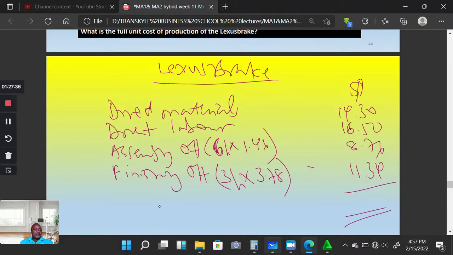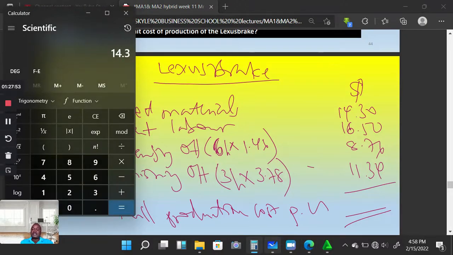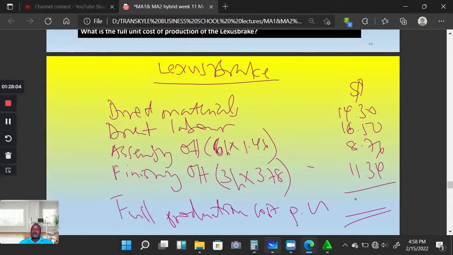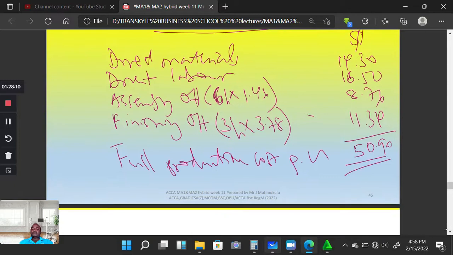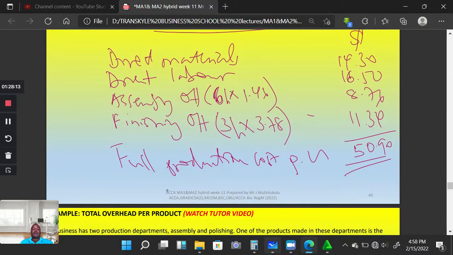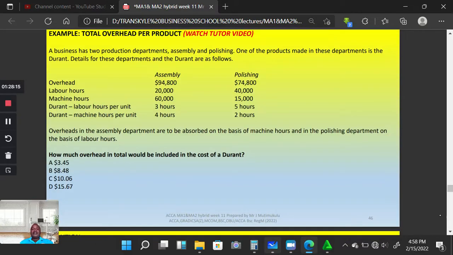So the total cost of the product, or full production cost per unit, how much is it? We have to add these figures up. That's 14.30 plus 16.50 plus 8.76 plus 11.34, that's 50.90. That's the full cost of the product.